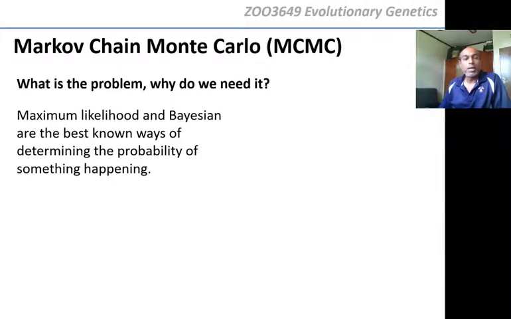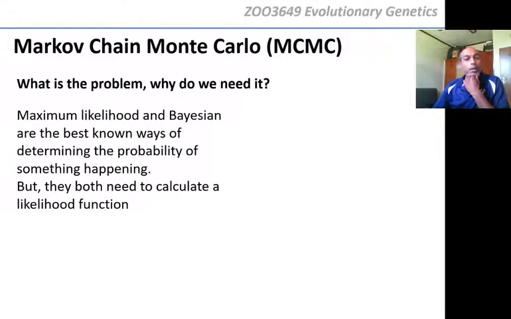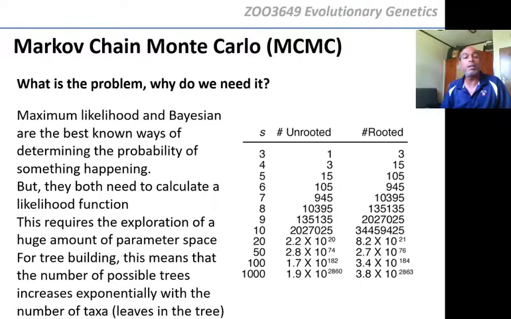The problem I just told you is that the best known ways of determining the probability of something, that is using maximum likelihood or Bayesian inference, well, they both need to calculate what is called a likelihood function. And you know that likelihood means calculating every single possibility of every single base pair change, as I explained to you in the maximum likelihood lecture. And because of that, once you get more than a certain number of individuals or individual genes or genomes that you are analyzing, then the number of calculations becomes absolutely enormous.